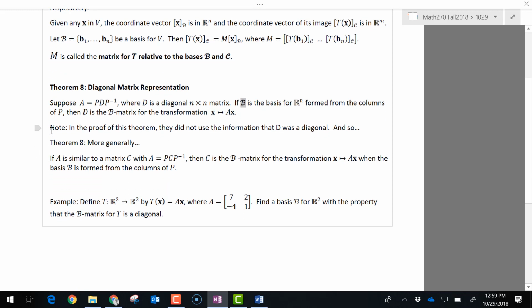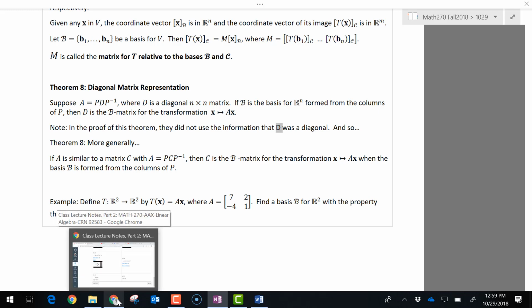This theorem was proved in the book, and in the proof it didn't really mandate that D was a diagonal, so it turns out to be any similar matrix that would work for this. So here's an example, but let's see if we can dig one out from the homework.